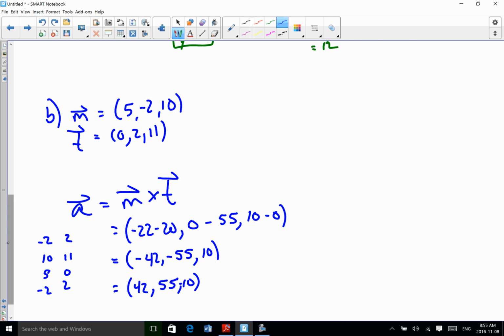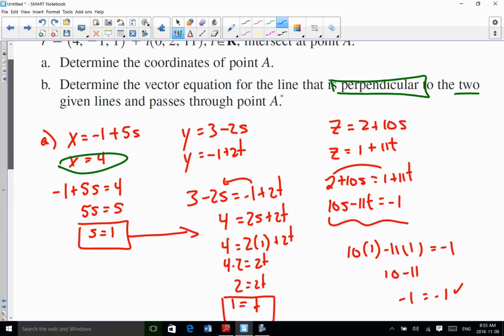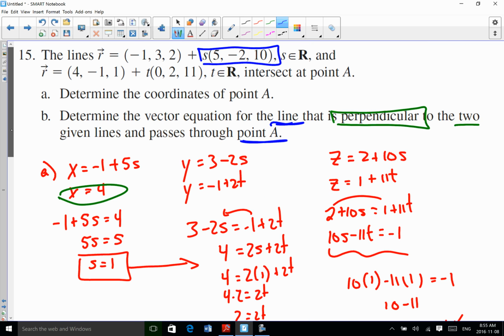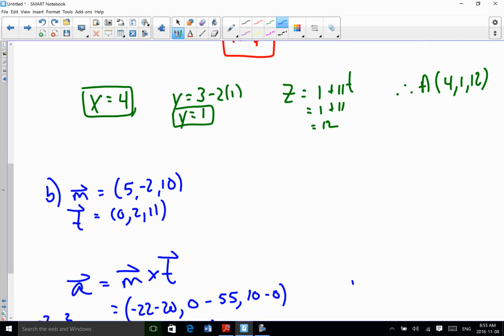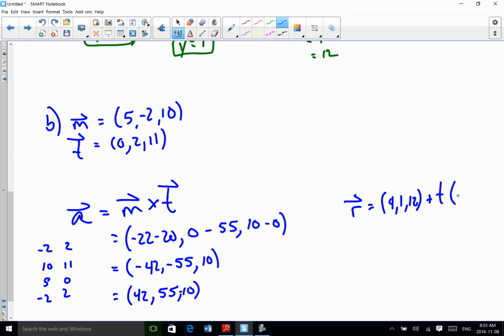So the vector equation for the line that passes through point A would be, well, what was point A again? Point A we just figured out was (4, 1, 12). So our vector equation will be our point, (4, 1, 12), plus some parameter, in the direction of (42, 55, -10). That's the line.